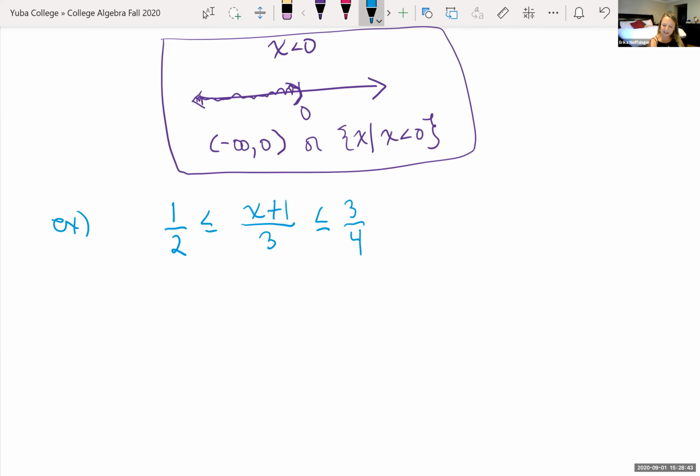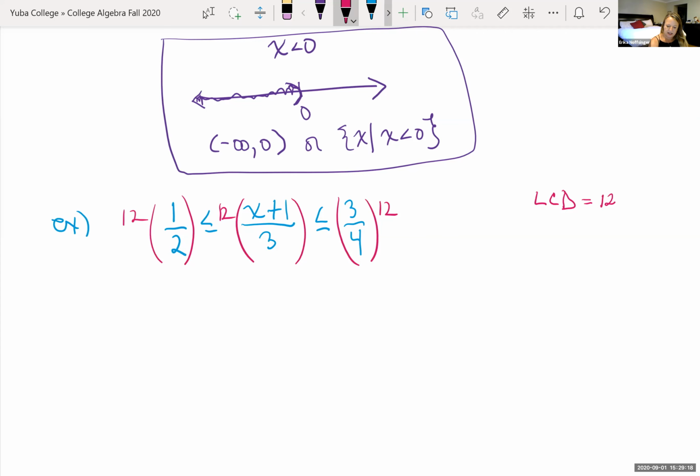And so we can clear that just like we had done before, clearing our fractions by multiplying by the least common denominator. And so if I look at 2, 3, and 4, and I think of the smallest number they all divide into, this would be 12. So that's a positive number, so I don't have to worry about it when I multiply everything through by 12. So I have to multiply this by 12, I have to multiply this by 12, and this by 12. It's positive, so we don't have to flip the inequality.